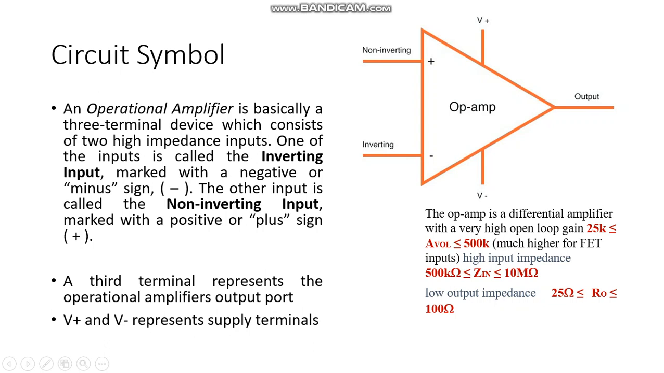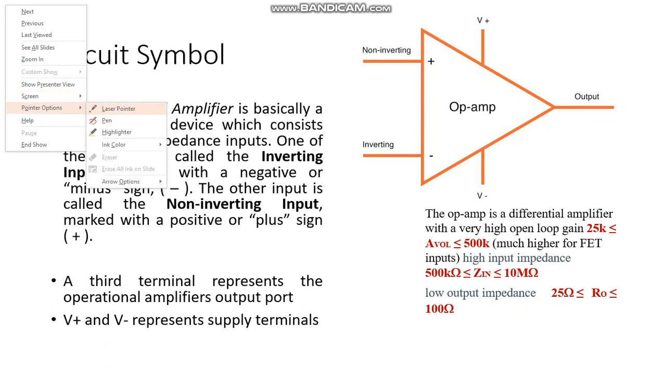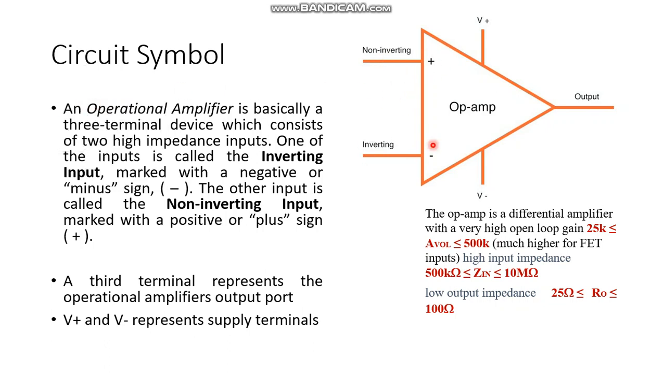The op-amp is a differential amplifier with a very high open loop gain, 25 kilo to 500 kilo. The input impedance is much higher than field effect transistor inputs. Higher input impedance means it won't allow any current into these terminals. Low output impedance: its output impedance is approximately 25 to 100 ohms.